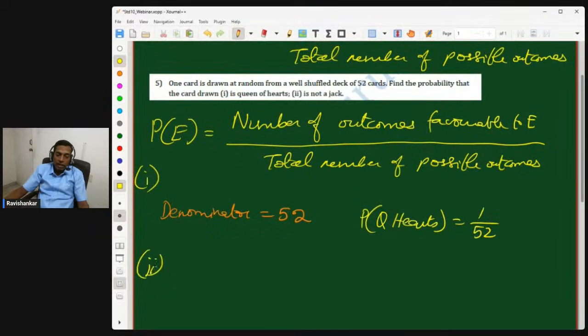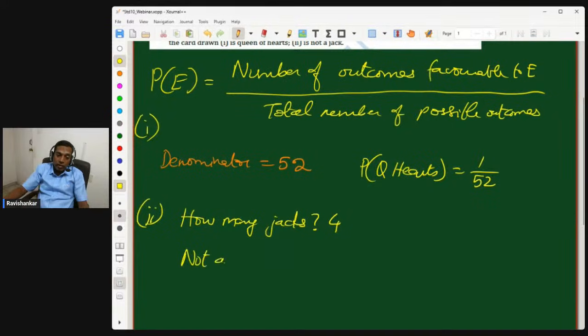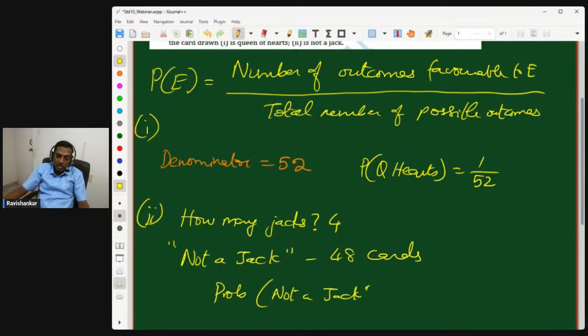Next, it is not a jack. The probability that the card drawn is not a jack. How many jacks are there? 4, one from each suit. So not a jack will be 48 cards. So probability of not a jack: the number of outcomes favorable to that is 48. Total number of outcomes is 52, which becomes 12 by 13. Okay, this is, I think, fairly easy.